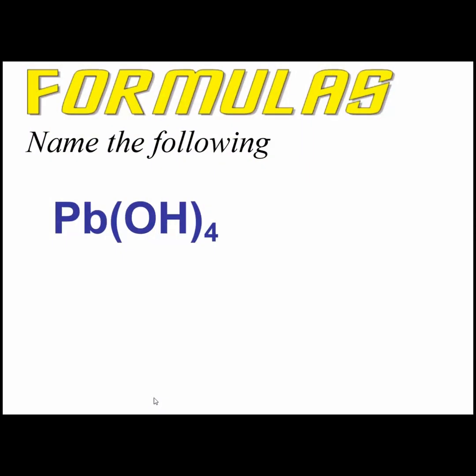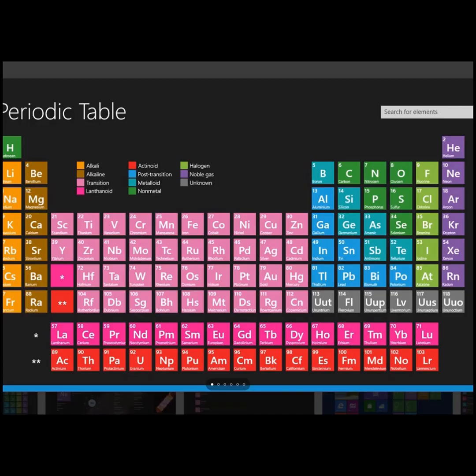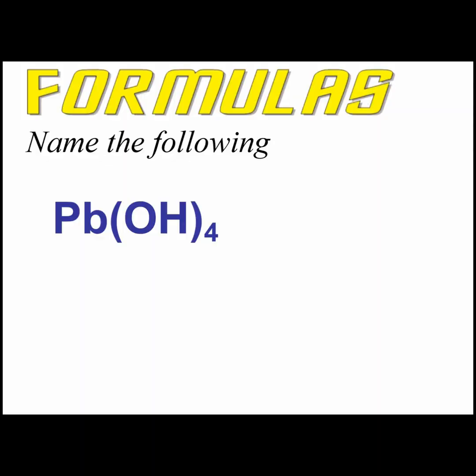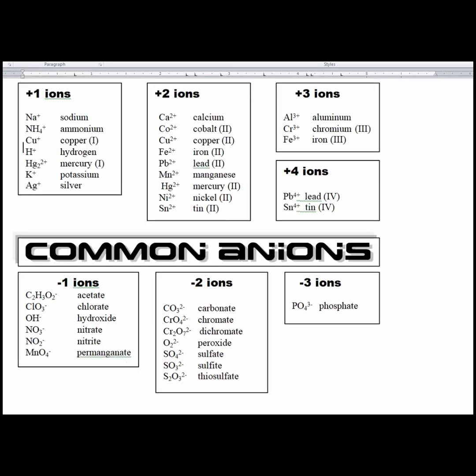So the formula Pb(OH)4, Pb is the formula for lead. So if we go to the periodic table and find lead, it is a metal, and that indicates to us that this is an ionic compound. So there are 2 different charges for lead. There's lead 2 and there's lead 4.